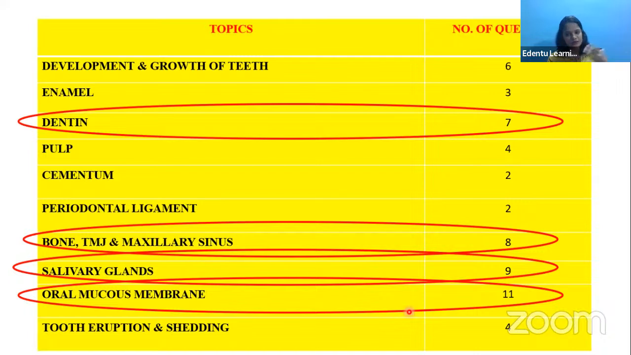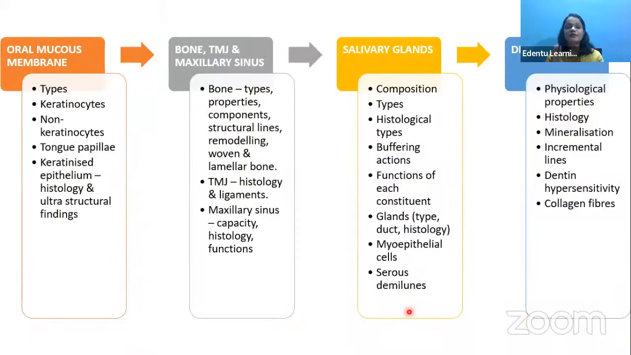Then the development and growth of teeth also. I'm not saying that the other topics are unimportant. You should just brush through the other topics also, but focus on these four topics. Because if you look at the last 7 to 8 years of question papers, most questions were frequently asked from these four topics only. Now let's see, from these four topics, which area you should mainly focus on.